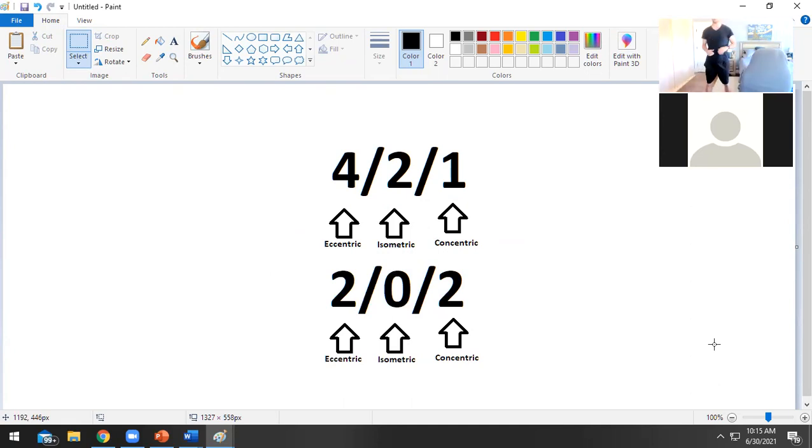So that would be 1, 2, 1, 2, 1, 2. It's a little bit fast. 1, 2, a little bit slower, right? Just like that. Bicep curls, right? 1, 2, 1, 2. 4-2-1. Tricep extensions. Right? They're all labeled out that way.